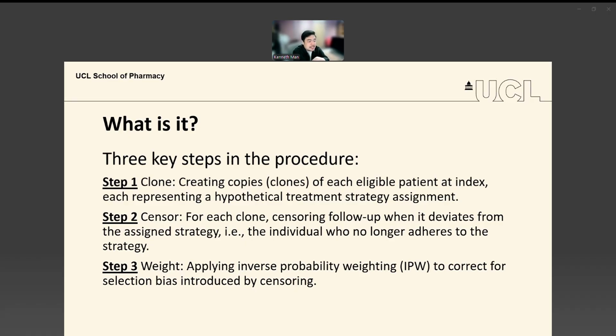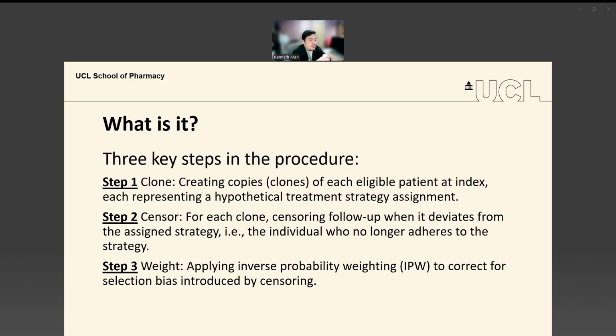Step number two is censor. For each clone, we censor the follow-up when it deviates from the assigned treatment strategy. That is, the individual who no longer adheres to the originally assigned treatment strategy, we will censor them.